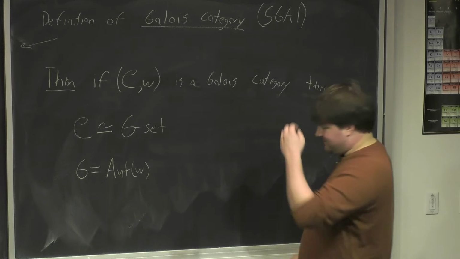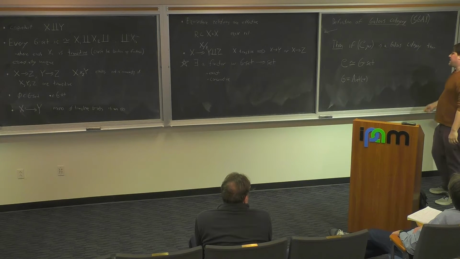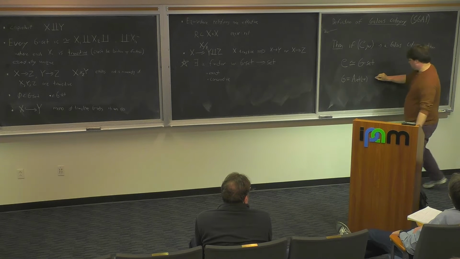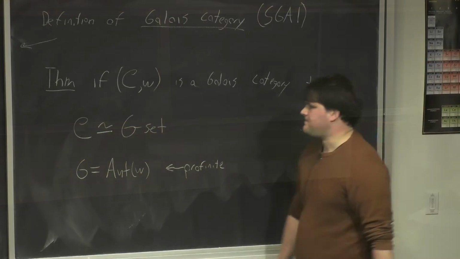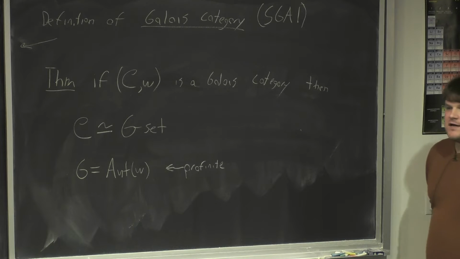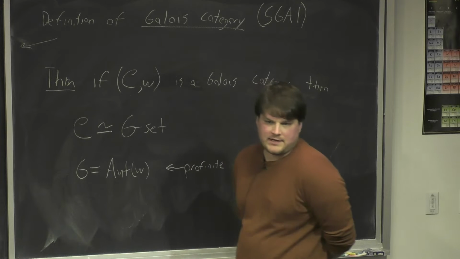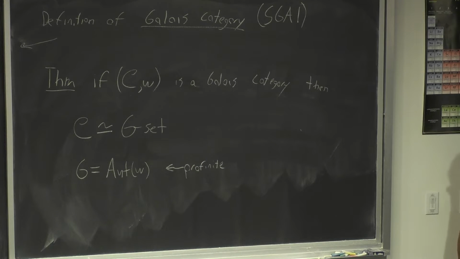It's a profinite group, yes? Yeah, that's exactly what I was going to say, is that this is profinite. But if you assume some further finiteness properties, you can get it to be actually finite. But yeah, in general, it'll be profinite.